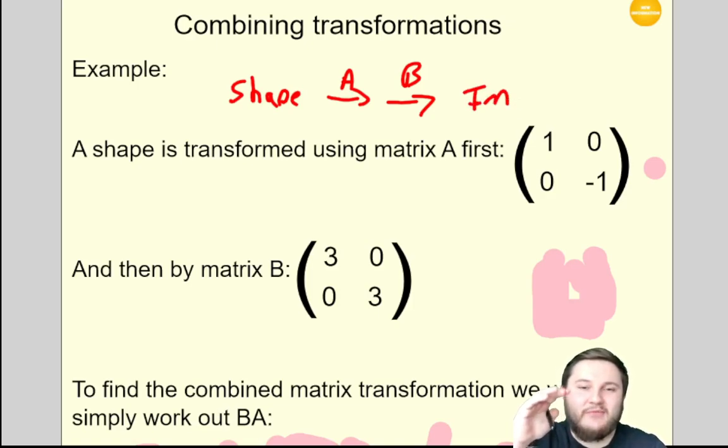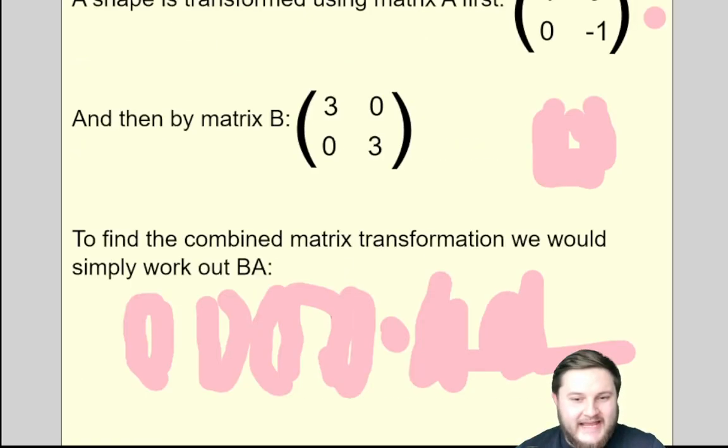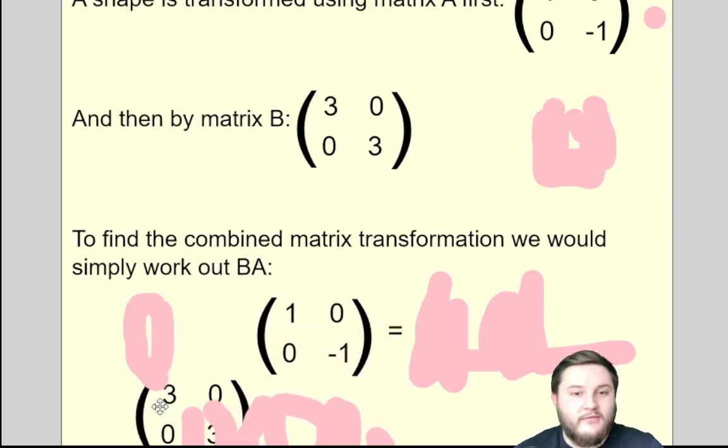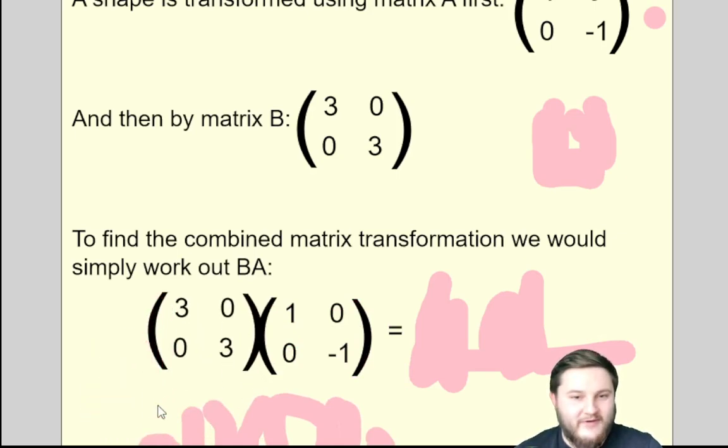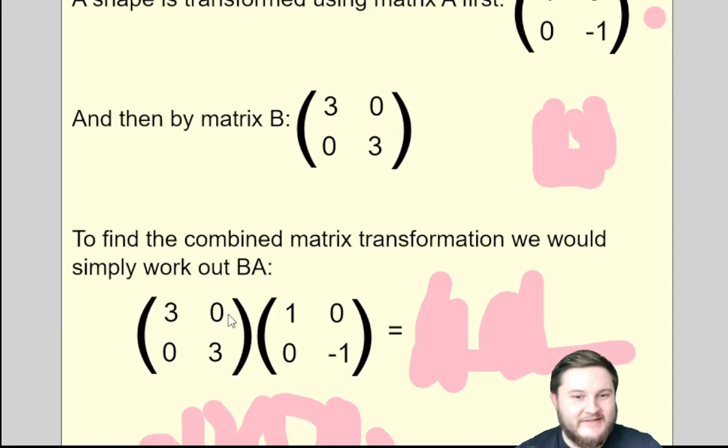When you actually multiply the matrices, you have to do them in the reverse order. Bit weird, I know. So you are actually going to do B times A, as what I've put down here. The combined matrix would be B times A. So we put B first, which is 3, 0, 0, 3, then A, because A is going first.